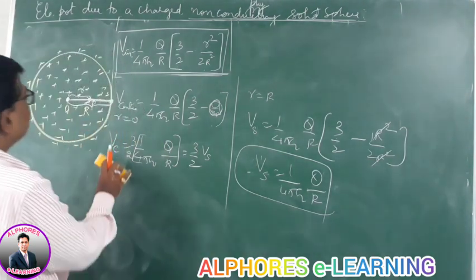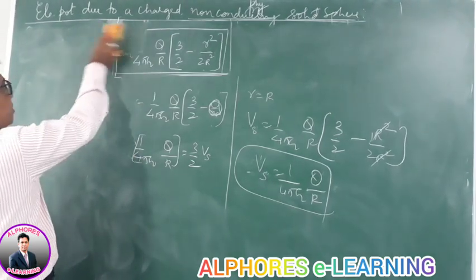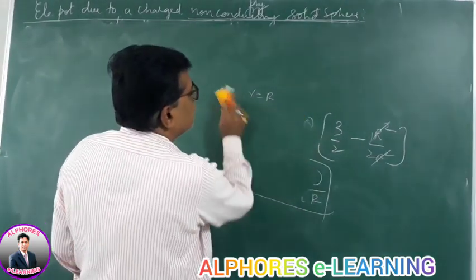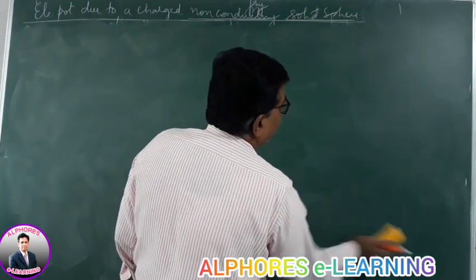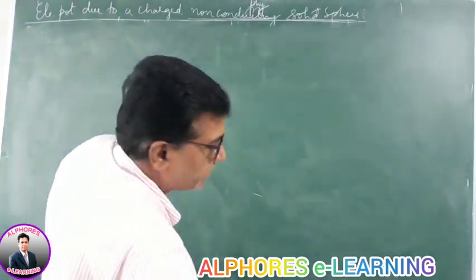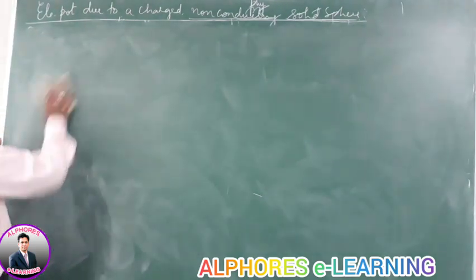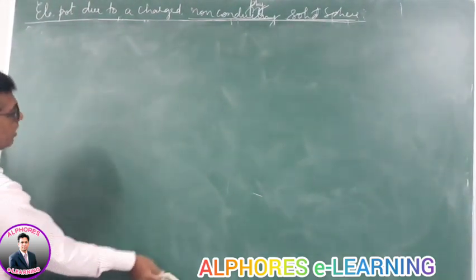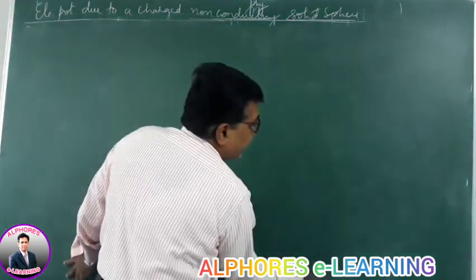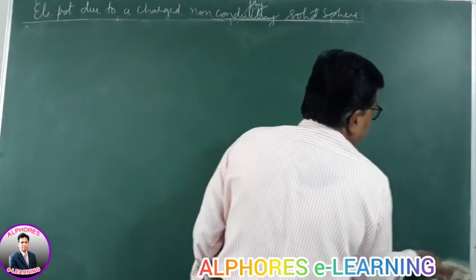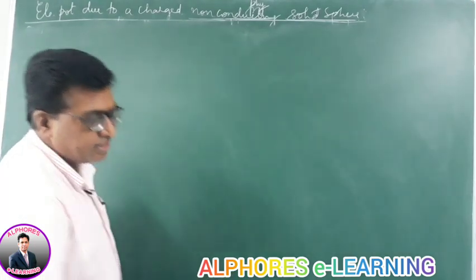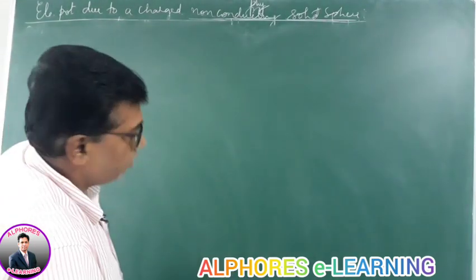Now let us put all the formulas together and show it graphically. By graphical variation, let us represent the potential at all the points for a charged non-conducting sphere. Let us put all the formulas in one diagram, one picture, showing the variation graphically, taking the formulas in all the forms.